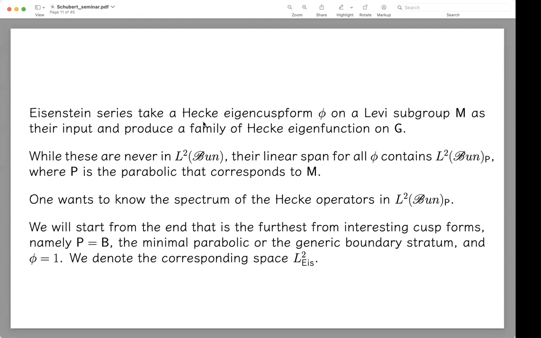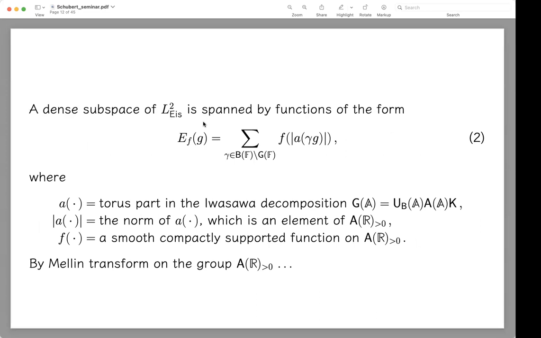And so then we denote the corresponding space as just this L2 of Eisenstein series, meaning we have the most basic Eisenstein series. This would be the series that for SL2 Eisenstein actually studied. And so there's some definition of what these things are in terms of the Iwasawa decomposition on your group.